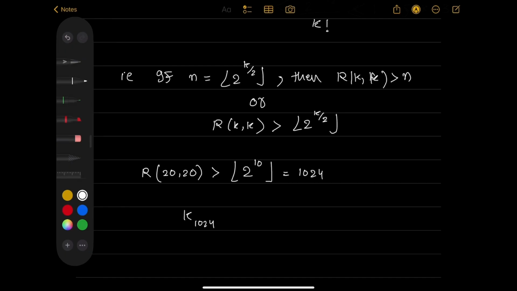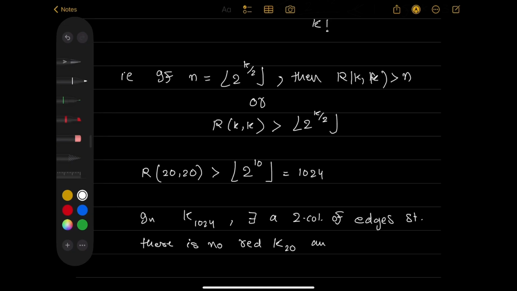there exists a two coloring of edges such that there is no red K20 and no blue K20. Means you cannot find 20 vertices whose incident edges are all red, or you cannot find any 20 vertices whose incident edges are all blue. So that's what it means.